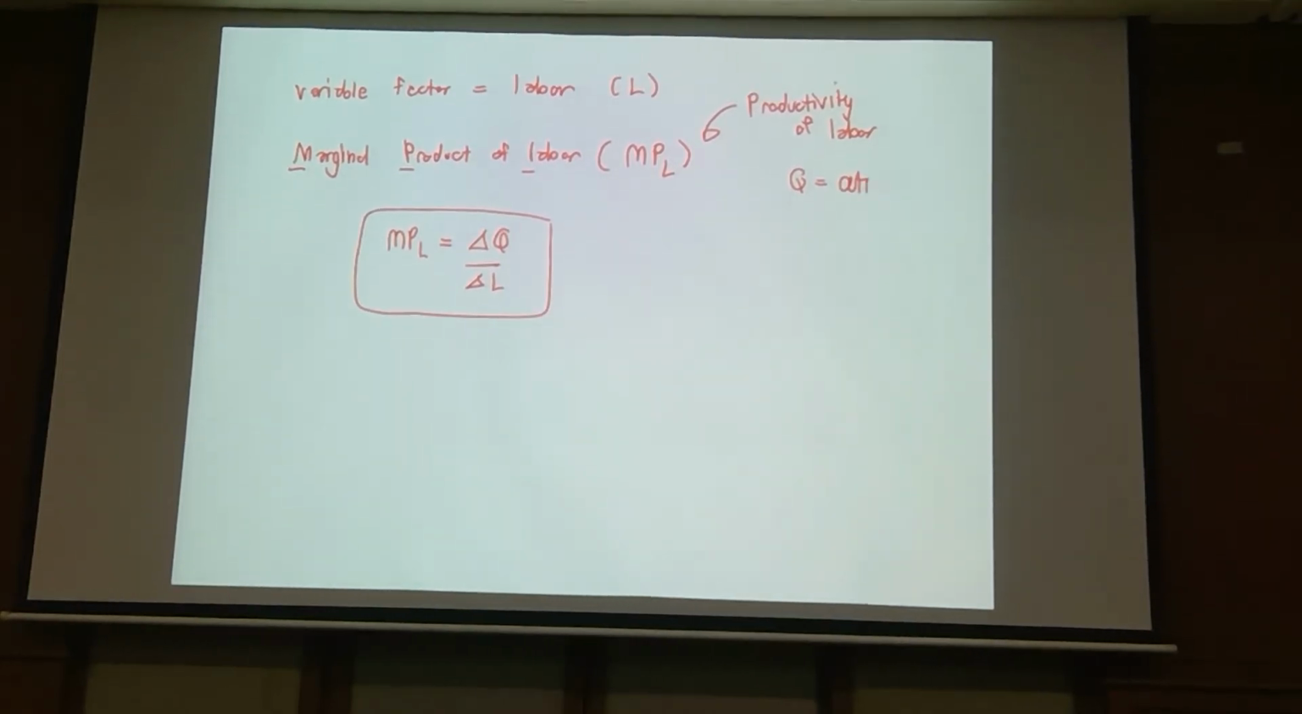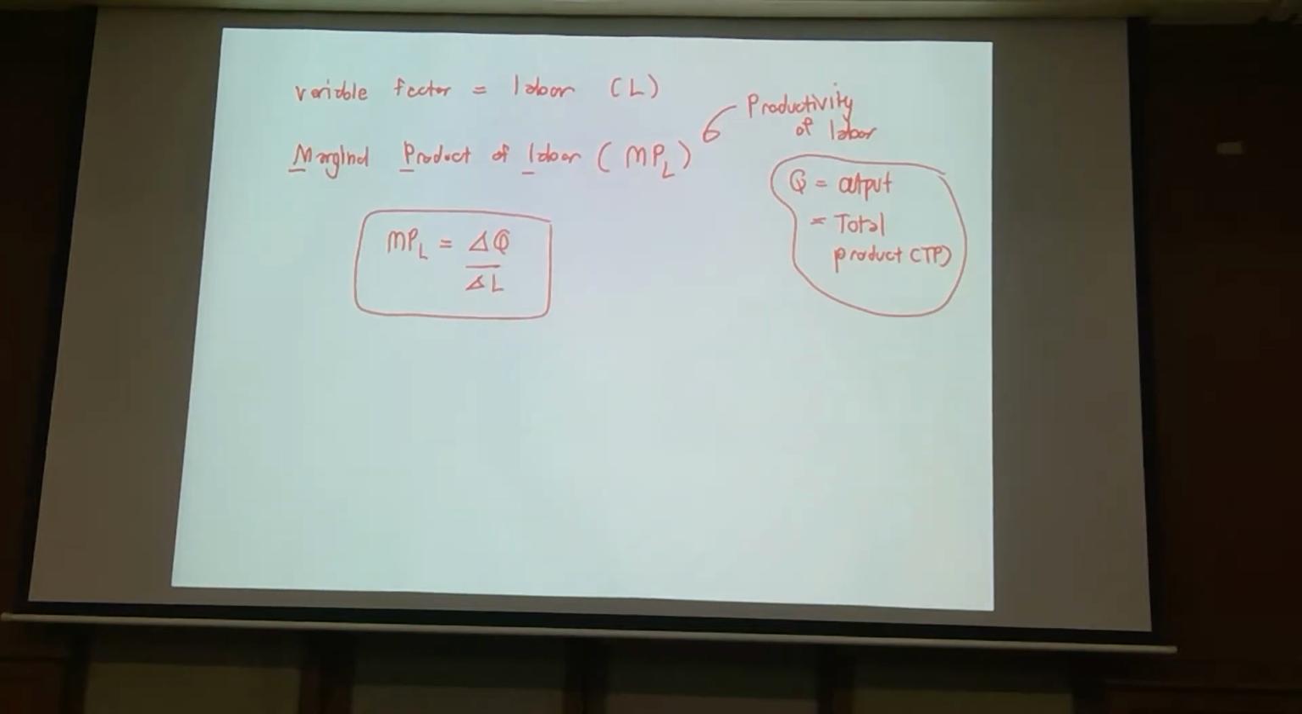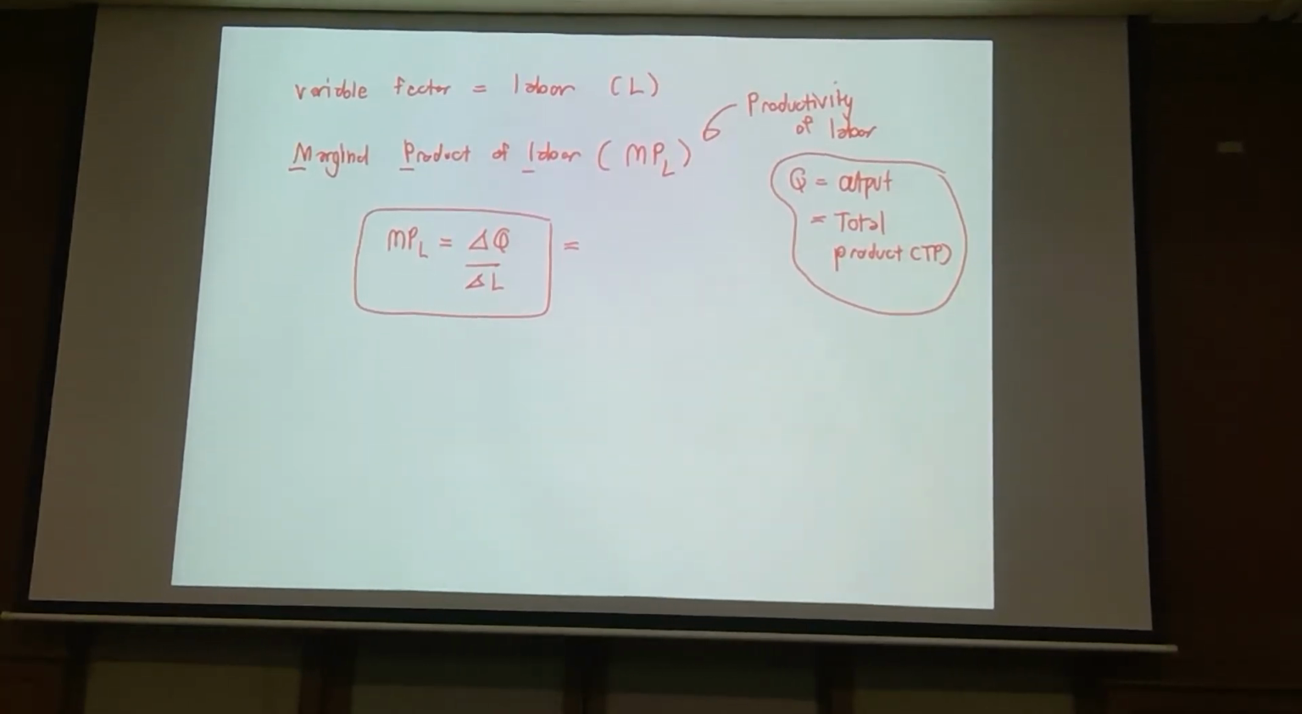Q stands for the output that we produce. Sometimes instead of calling it the output Q, we call it total product. It all refers to the same thing. Q, output, or total product mean the same thing. So if we call the output the total product, you can also calculate the marginal product of labor as the change in total product over change in L. Remember, total product and Q just refer to the same thing. It depends on how you choose to call it.